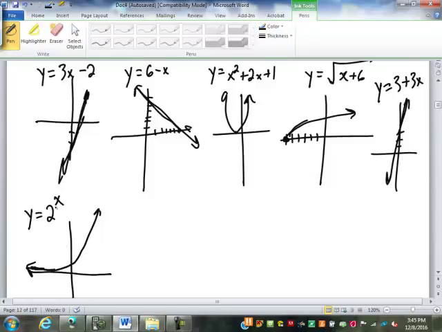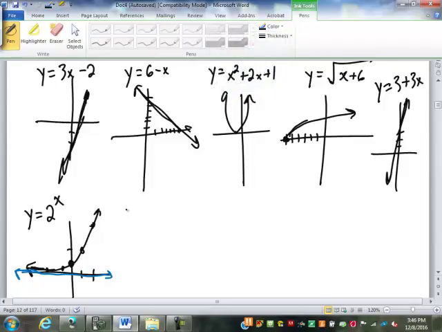Because if x is 0, 2 to the power of 0 is 1, so that'd be 0, 1. If x is 1, 2 to the power of 1 is 2, so you got 1, 2. If x is 2, 2 to the power of 2 is 4, so you got 2, 4. If x is negative 1, 2 to the power of negative 1 is 1 half, so you got negative 1, 0.5. If x is negative 3, 2 to the power of negative 3 is 1 eighth. By the way, this is something called an asymptote. You don't need to know this word. But this graph will approach the x-axis, but it'll never touch it. It'll get closer and closer to it, but never touch it.